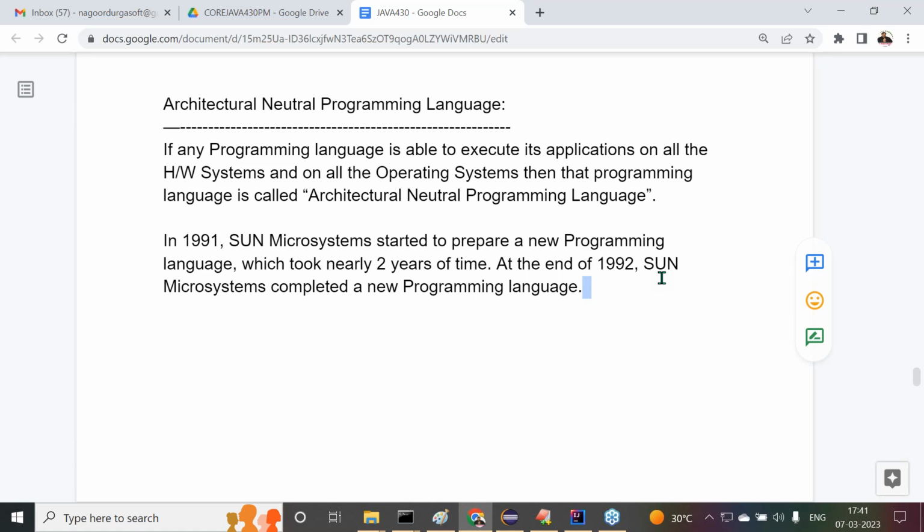Clear. The remaining thing is what name the new programming language was given. They want to provide a particular name to the new programming language. It's clear? But what name do they want to provide? What exactly is the name that Sun Microsystems wants to provide? All right, I'll give clarity.